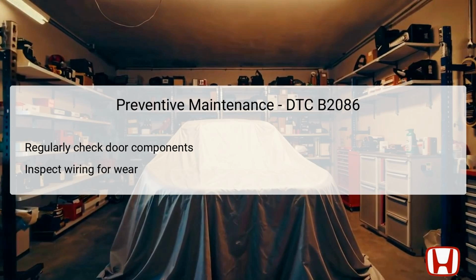Preventive maintenance is essential in ensuring the continued functionality of the power sliding doors. Regularly checking door components, including the latch switches and electric motors, can catch issues before they evolve into more complex problems. Additionally, regular inspections of the wiring for signs of wear, corrosion, or damage play a critical role in maintaining the system's integrity. Implementing these preventive measures can diminish the chances of encountering DTC B2086 in the future.